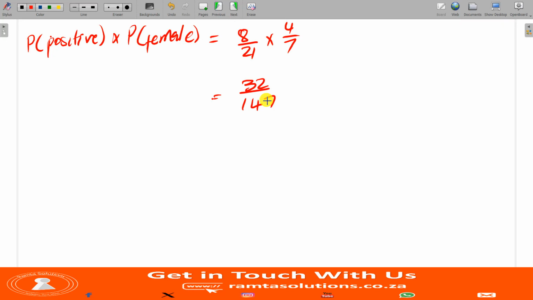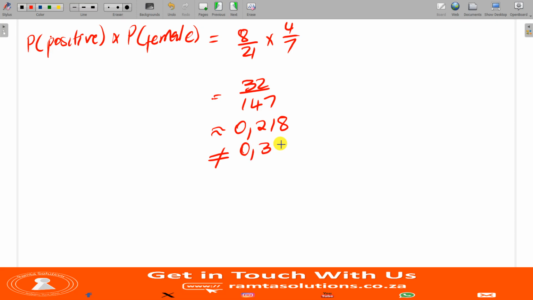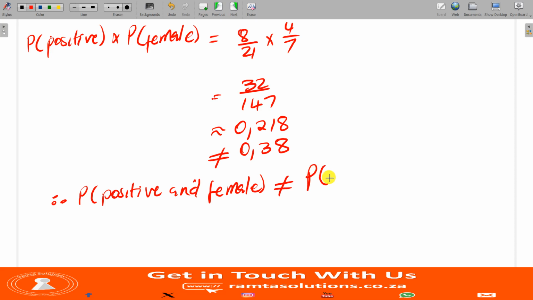Now, what is this? 32 over 147 is basically 0.218. When you look at it, it is not equal to 0.38. Therefore, probability of positive and female is not equal to probability of positive times probability of female. Therefore, these are not independent.